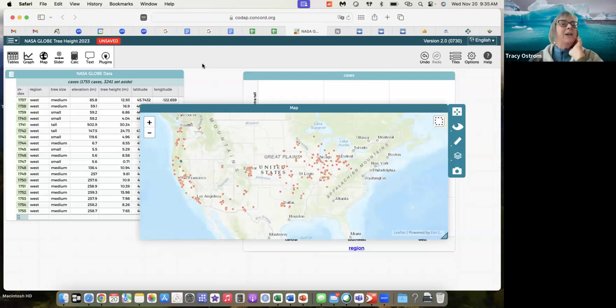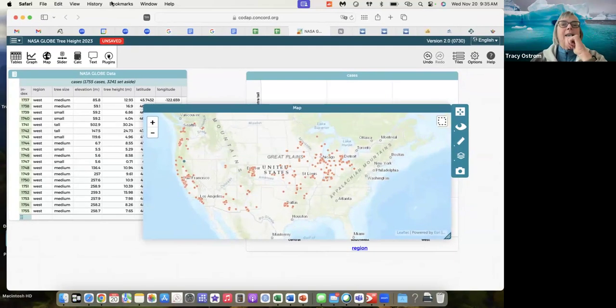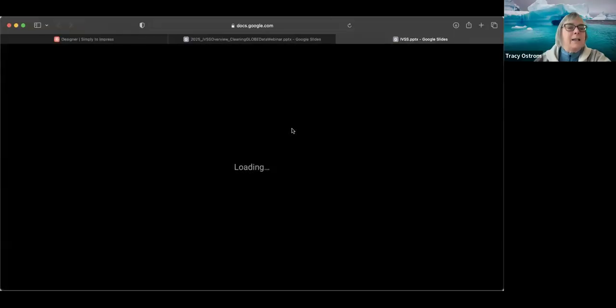So I'm not here to teach you how to use CODAP because I'm a beginner user myself, but I feel as though these kinds of tools can help us understand how to visualize the data as we move forward, especially large data sets that are in our GLOBE database. So let's go back to our PowerPoint presentation, and I think we're on slide 21, Grace.